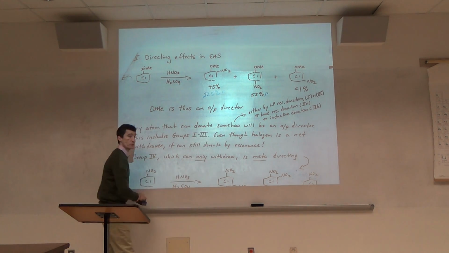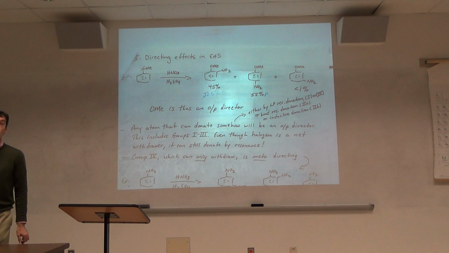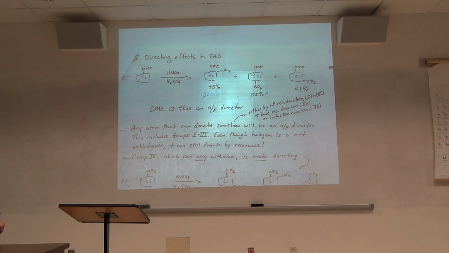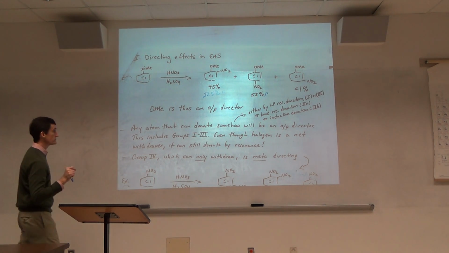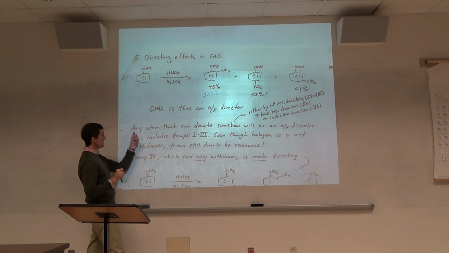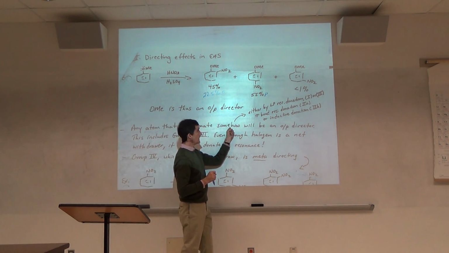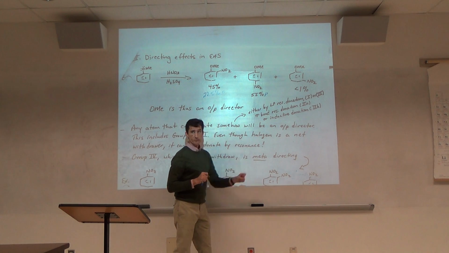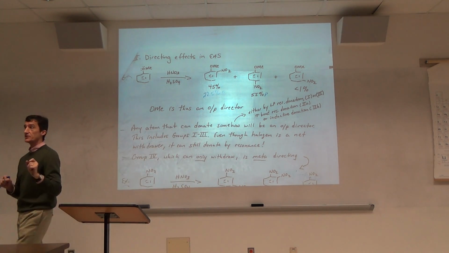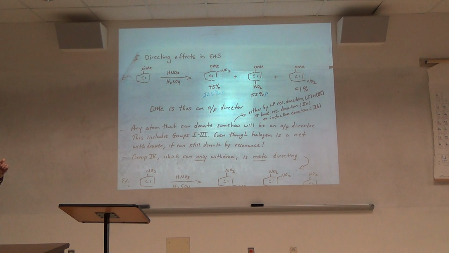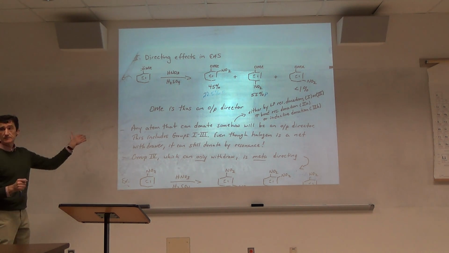Why? And how do you determine? Well, here you go. It's real easy. Groups 1 through 3 are ortho-para directors, okay? Because any atom that can donate somehow will be an ortho-para director. Can a halogen donate? We donate by resonance. It's an ortho-para director, and we'll show why. Now, the halogen donation by resonance is not its main effect, but this doesn't say it has to be its main effect.